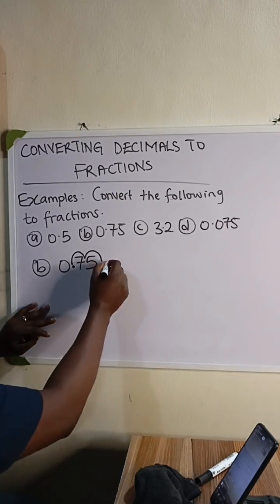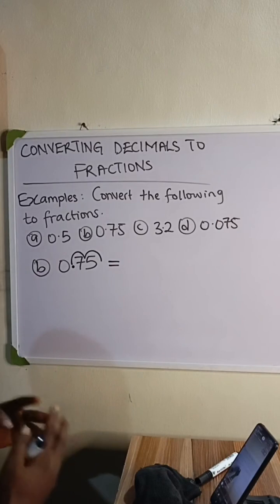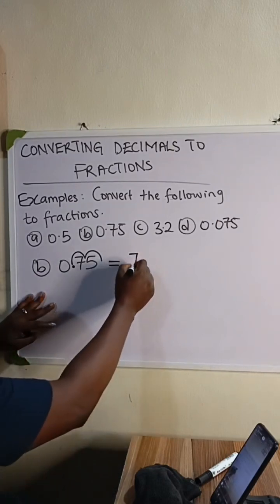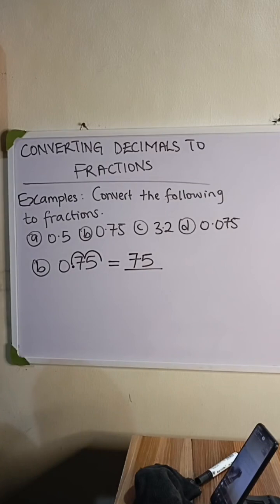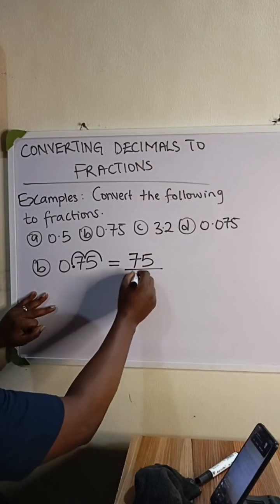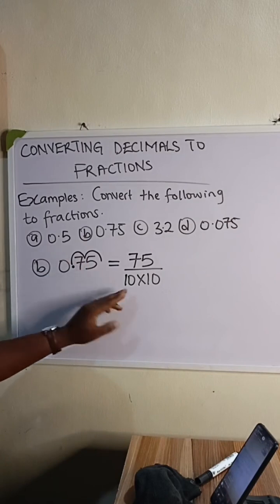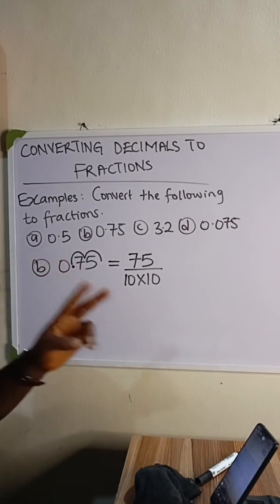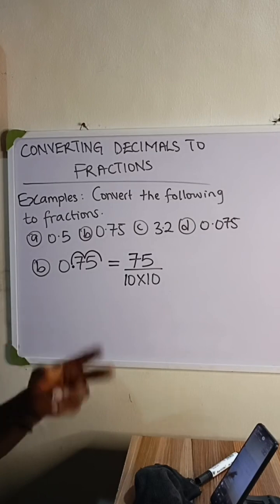Okay? Since we moved it twice, it has become a whole number. What is the whole number? 75. Divided by how many times did we move? We moved twice. So since we moved twice, we're going to divide it by 10 times 10. If you moved once, you divide it by 10. If you move twice, you divide it by 10 times 10. If you move 3 times, you divide it by 10 times 10 times 10.